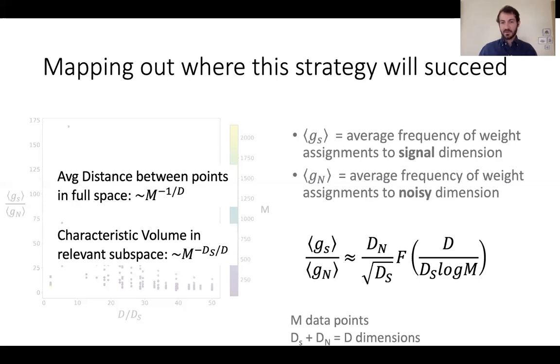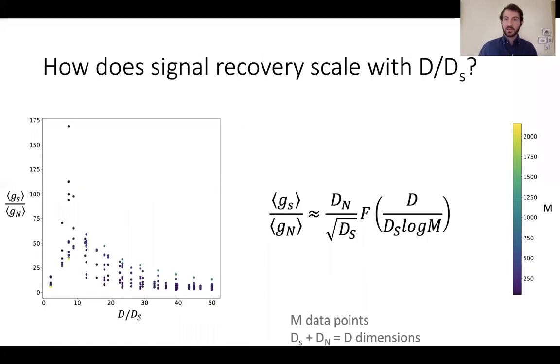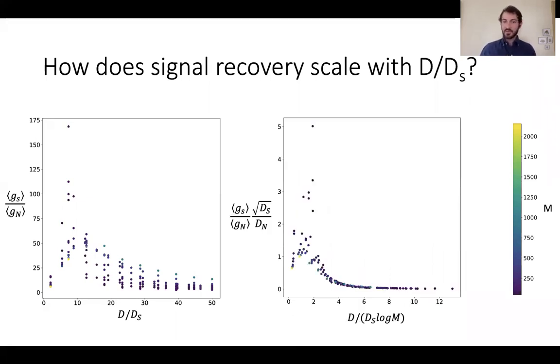So my correction term to this prefactor is going to be some function f of the argument d over ds log m. I don't know what f is right now, but I know that it's going to be monotonically decreasing. It says something about how accurate my cluster proposals are, or how likely they are to lie in the same pancake that I showed you before. I can also go back to my numerical plots here and rescale my axes according to the scaling arguments I made. First, I rescale my x-axis according to the argument of f, d over ds log m, and similarly rescale my y-axis according to these counting factors. You see that the points start to collapse onto the same line. In particular, as you move to the right on this plot, which is the regime where we would expect these approximations to hold, everything falls onto the same line.